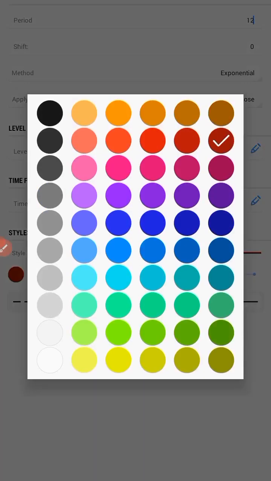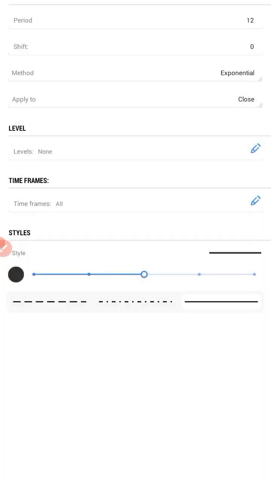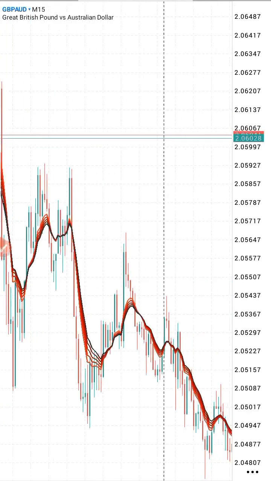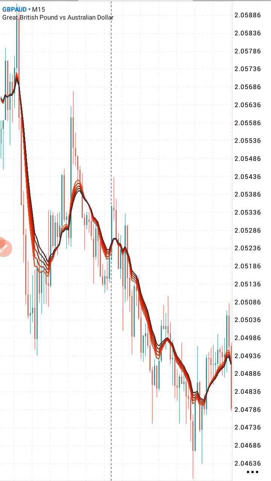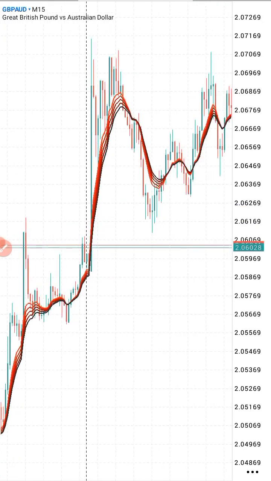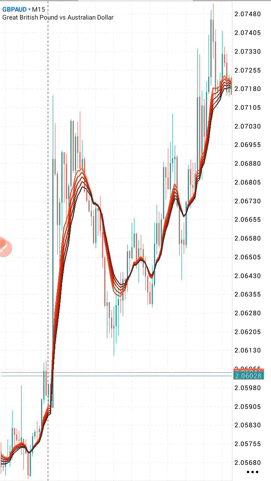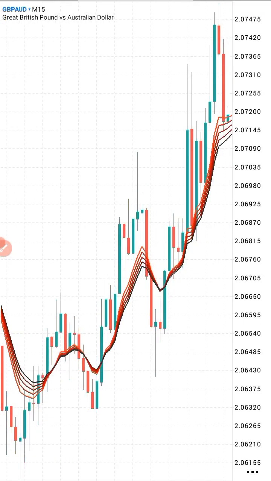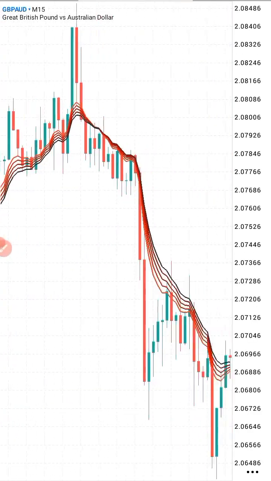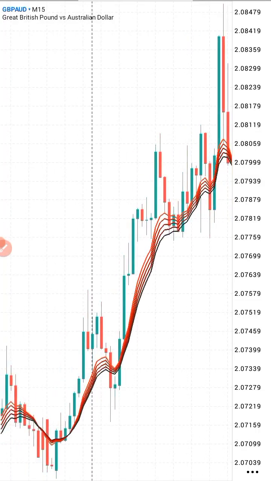Then let's make this one very strong, to be black. Make it very black. This is what we're talking about. The ribbon. Now, once we see the red crossing the black, coming together, let me enlarge this so that we'll be able to know. It's actually a signal.